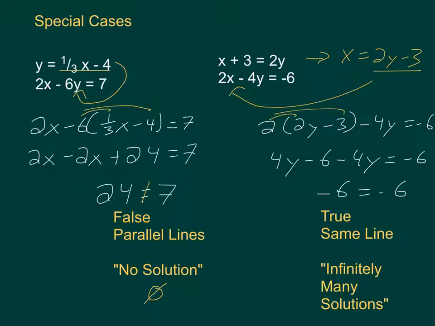If the equations get the variables to cancel out and you end up having a true statement, we have the same line, therefore we have infinitely many solutions. All right, and that's a big summary of substitution. Hope this all makes sense.